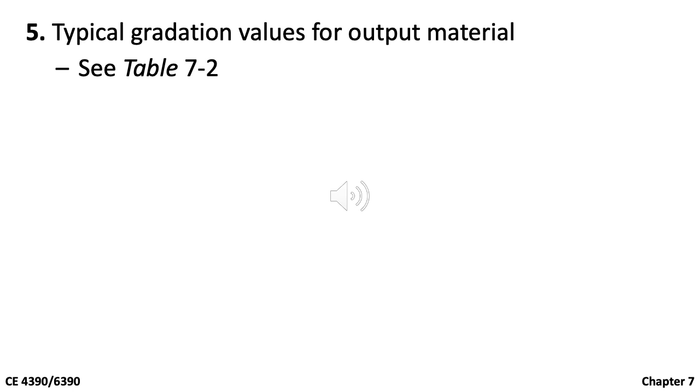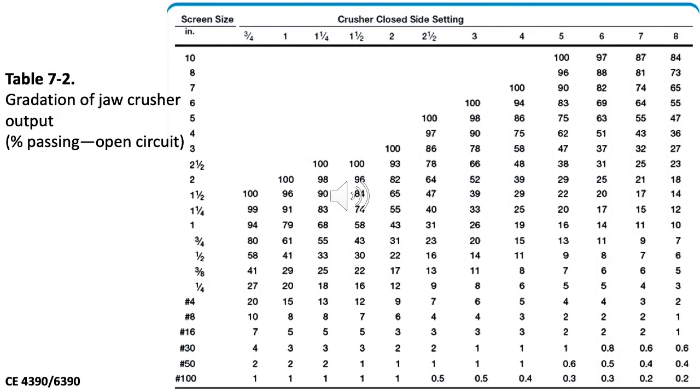Table 7.2 in your textbook provides an example of typical gradation values for jaw crushers. And this is table 7.2 in the textbook. This table gives you the gradation of the jaw crusher output. Okay, how to read this table? The first column indicates the potential sizes of the final product. Other columns are different sizes of the closed size setting. The numbers in the table indicate the percent passing, or the percent of the output passing a certain screen.